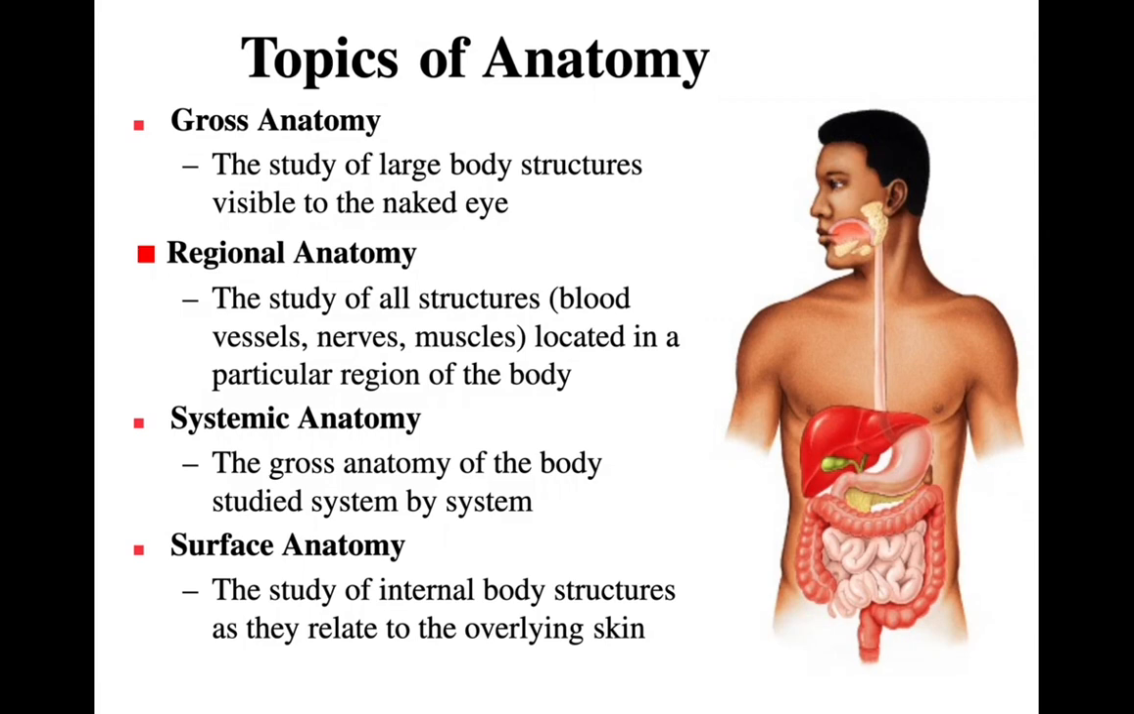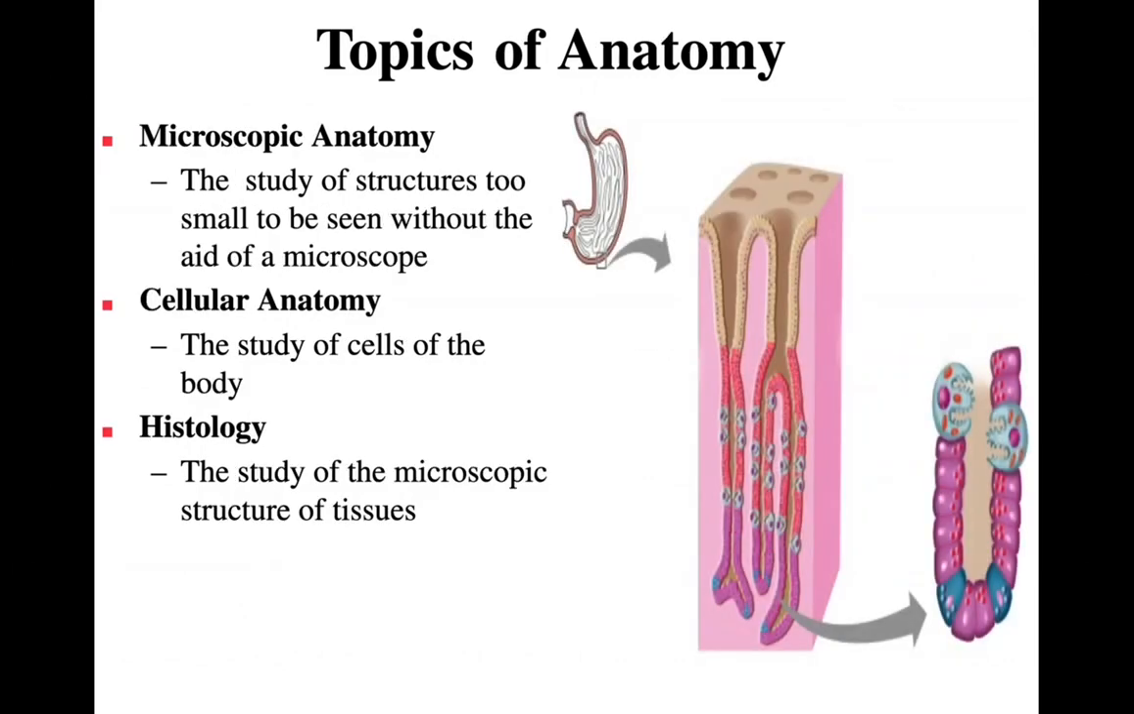Surface anatomy looks at the internal structures as they relate to the overlying skin. This can actually be really useful in clinical situations, because if you can see landmarks on the outside to know what is underneath, it certainly is a lot more comfortable for the patient than saying, well, you know what, we've got to peel off your skin to see where your liver is. If you can recognize landmarks on the skin and know what you're over, that's going to be a much better scenario.